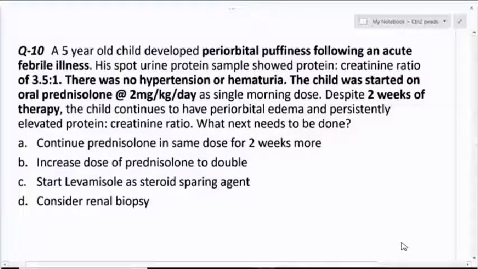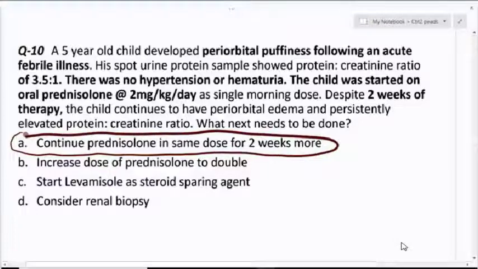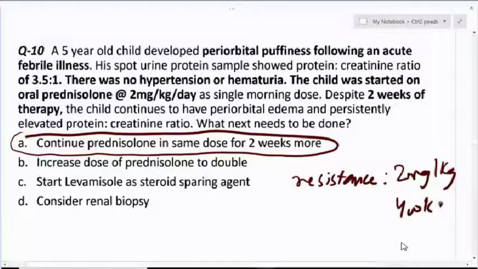Now the next question is about a child who has nephrotic range proteinuria. We started him on prednisolone. Despite 2 weeks, he's still having proteinuria. So we'll continue prednisolone. Basically, we label a child as steroid resistant when he's not responding to 4 weeks. So we just call these children at 2 weeks, look for the response. Remember, the definition of steroid resistance is basically no response to 2 milligram per kg, 4 weeks therapy.